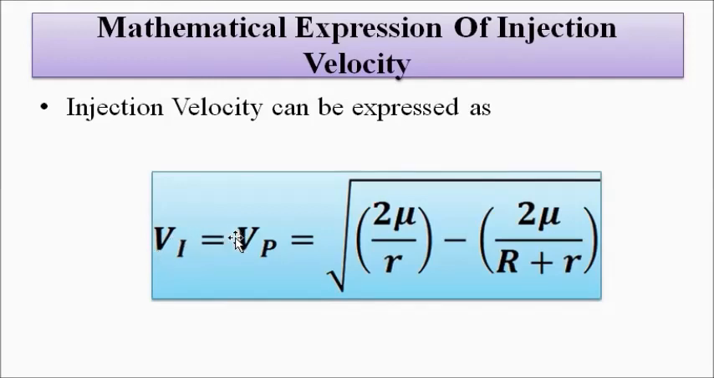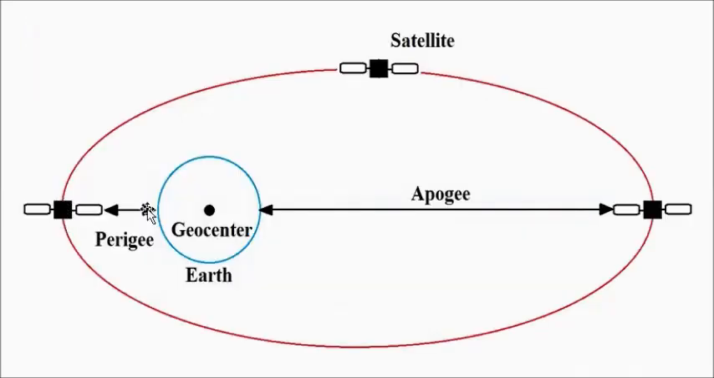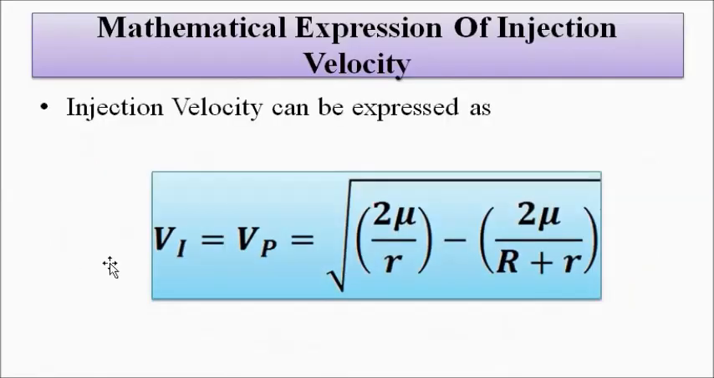Also, it is called velocity at perigee. Why? Because normally the launch happens at the perigee point, the minimum separation distance point. It is at this point that the launch vehicle and the satellite separate, or the satellite is positioned in its orbit. That's why injection velocity is also called velocity at perigee, because injection happens at the perigee point, the minimum separation point. So don't get confused whenever you hear the term velocity at perigee. It is the same as injection velocity.